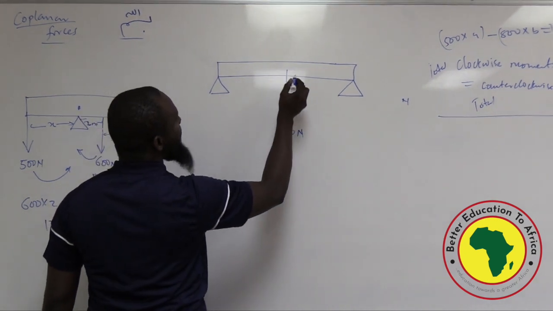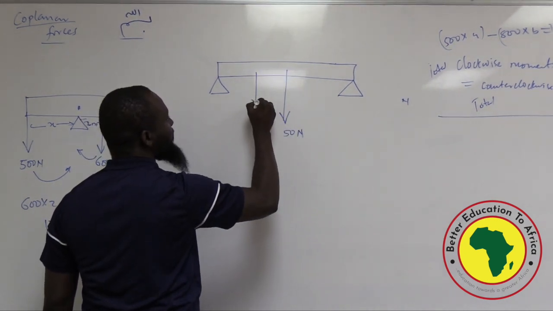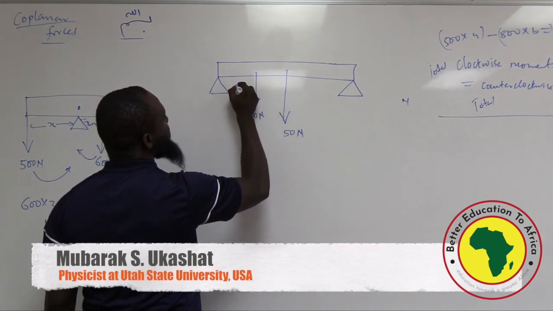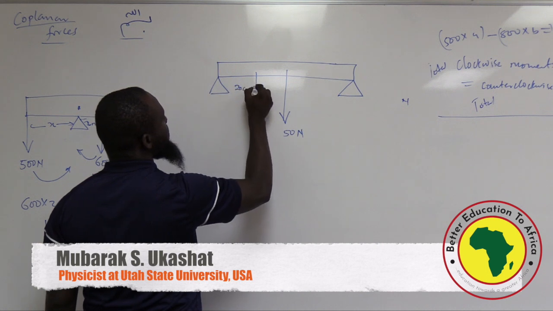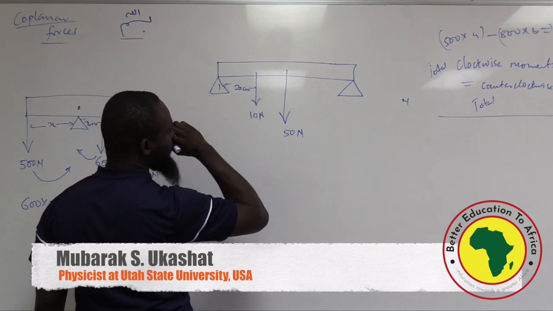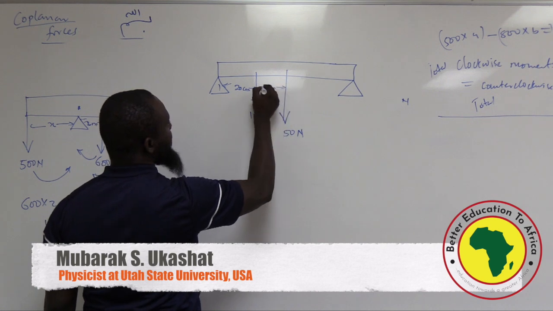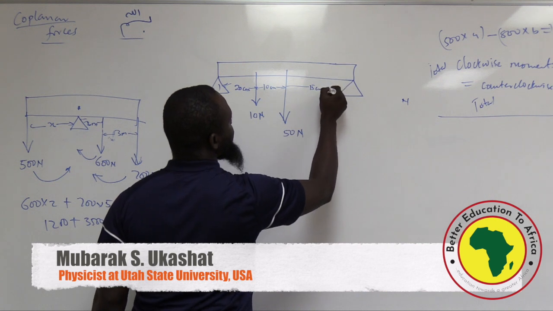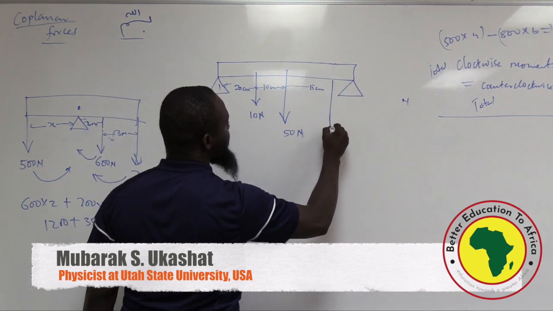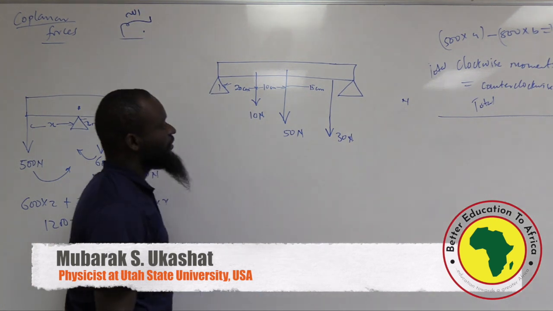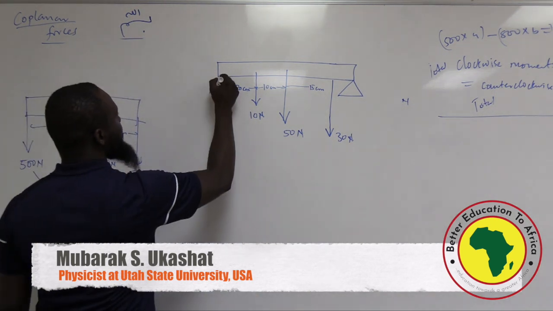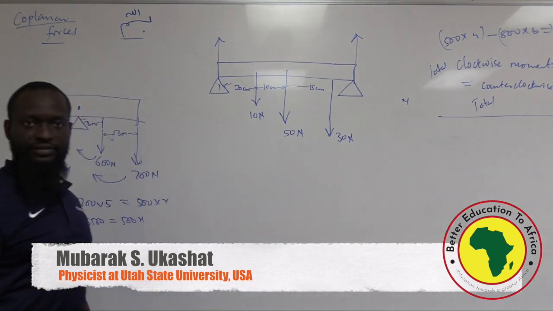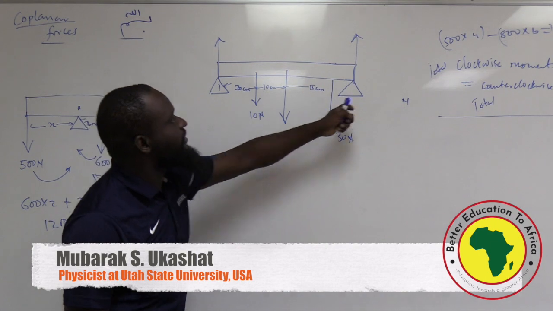And then we have somebody here of weight, say 10 newtons, at some distance, say 20 centimeters from this end. And this is 10 centimeters from this end. So we have another guy 15 centimeters from this end, and that guy is sitting here and say he's 30 newtons. Good. So the question is, we are asked to find the reaction at this pivot.